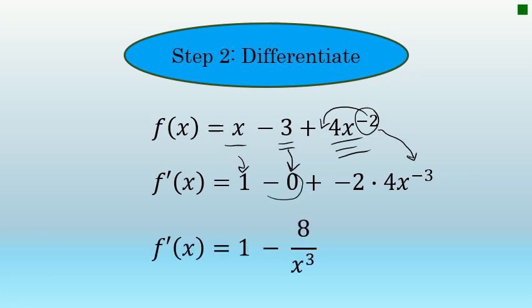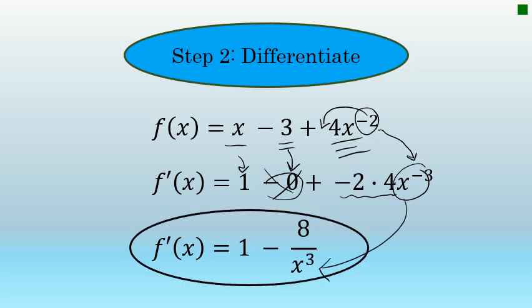Simplifying, I will not include the factor of minus 0. The product of negative 2 and 4 is negative 8, and x to the negative third will be written in the denominator. We've now found the derivative of the original function to be 1 minus 8 over x to the third.